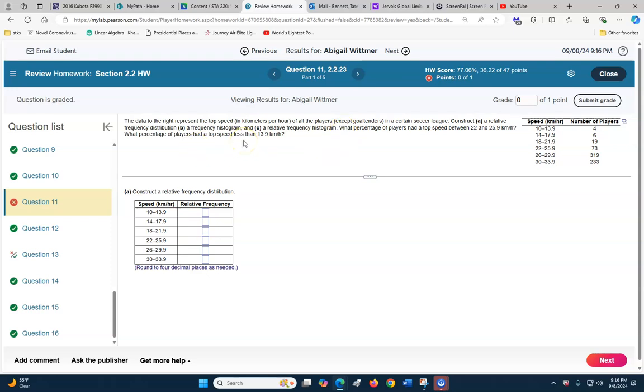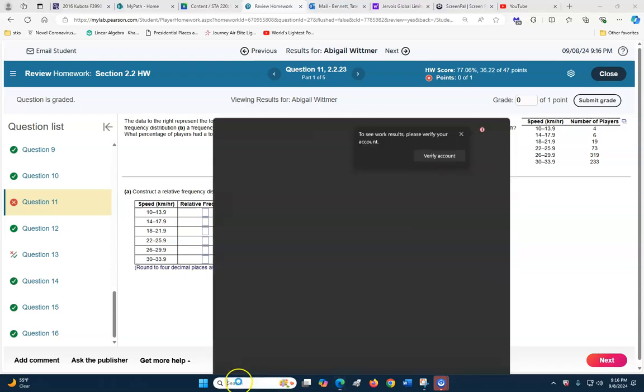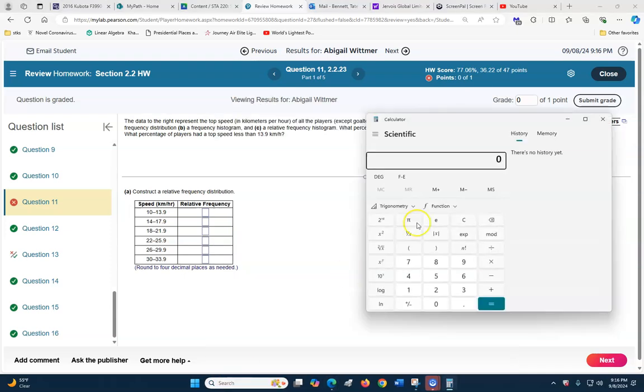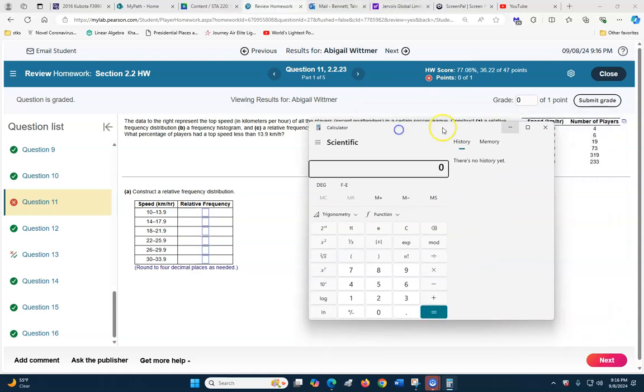Okay. And so, construct a relative frequency distribution. I'm not sure I would use StatCrunch on this one. I just do this the old-fashioned way. I just open up a calculator. We need to know how many values we have here.